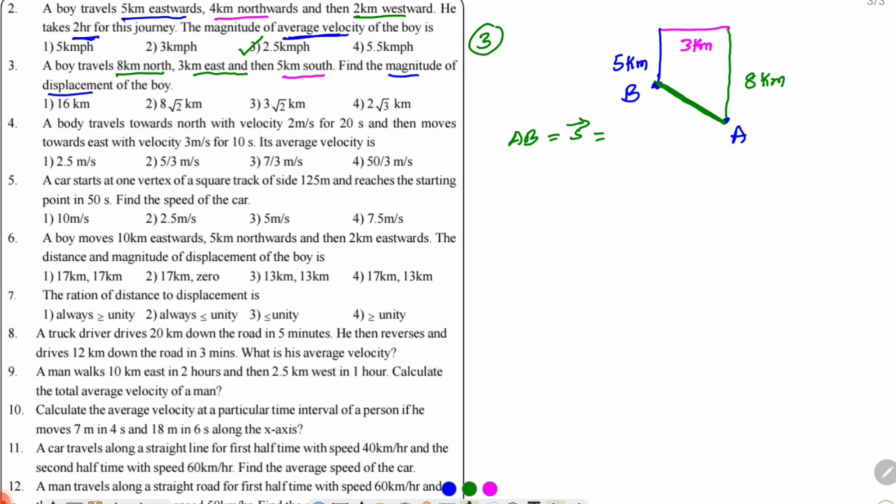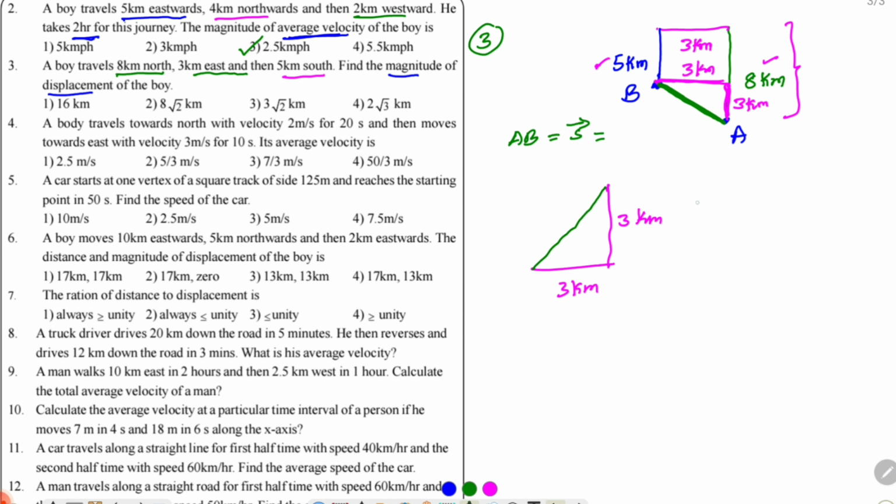So let's find this. To find this, let me draw a right angle triangle here. From this point I am drawing a perpendicular line onto this. Now this value will be 3 km. Why? Because this total is 8 and this value is 5. So the smaller part is 3, and we know this already, this is 3. Now you have a small triangle in this way. This is 3 km and this is also 3 km. Now we have to find the hypotenuse of the triangle.